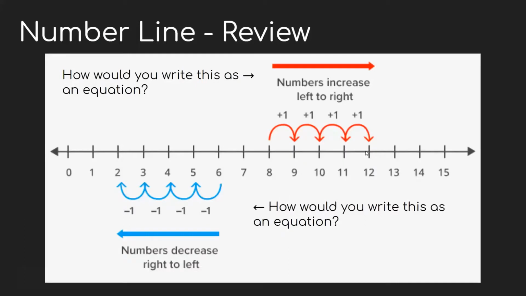Let's write some equations using a number line. So how would you write this as an equation, the red part? If we have 8, and then we have to add 1, 2, 3, 4, then we're going to get to 12. So to write this as an equation, we would do 8 plus 4 equals 12. Let's do the blue now. We see that we're going left. So we start at 6, and then we have to subtract 1, 2, 3, 4 to get to 2. So 6 minus 4 is equal to 2.